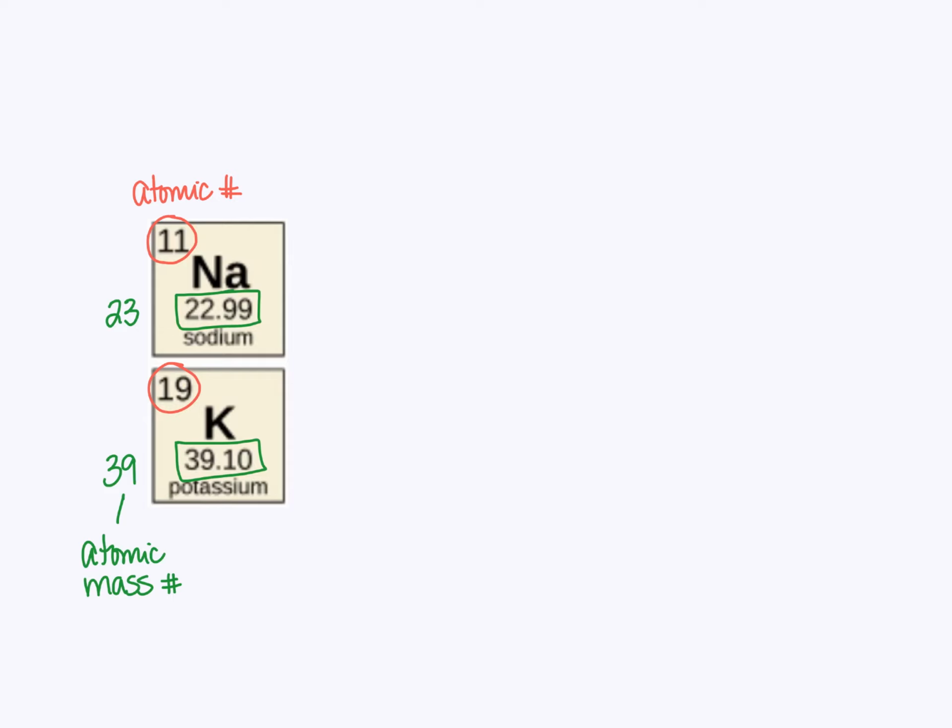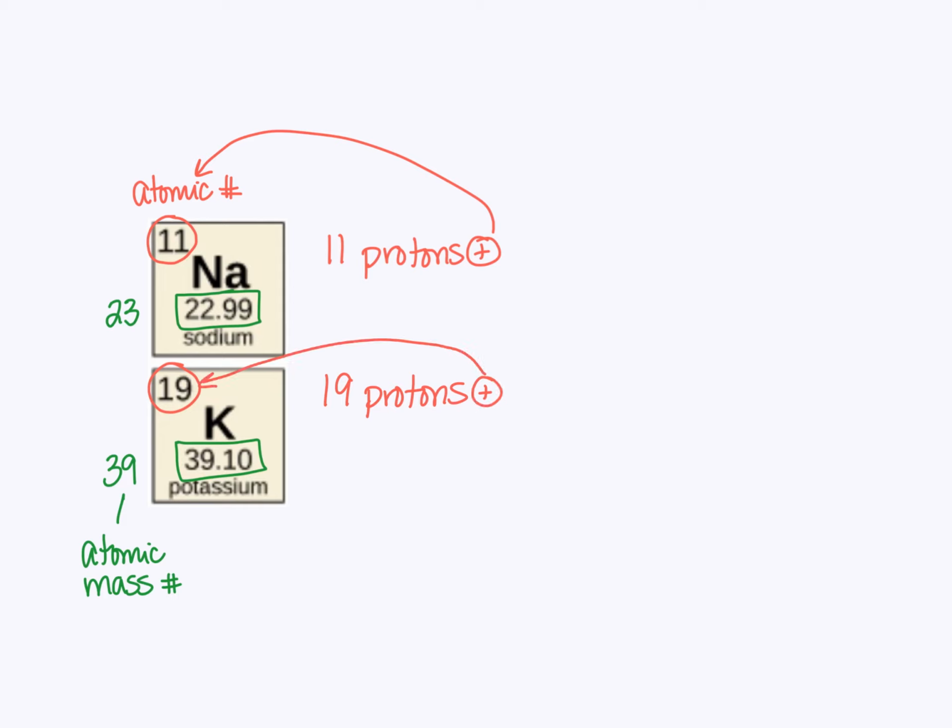So sodium has 11 positively charged protons. And remember that we got that number from the atomic number. Potassium has 19 positively charged protons. And once again, we got that from the atomic number of potassium.